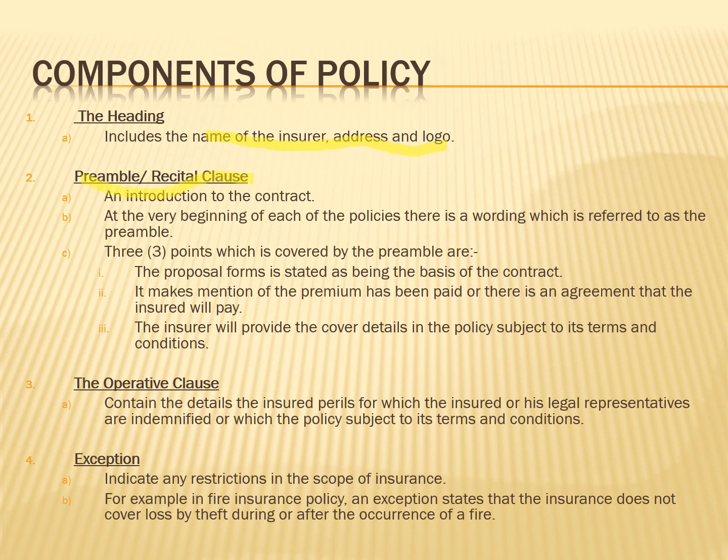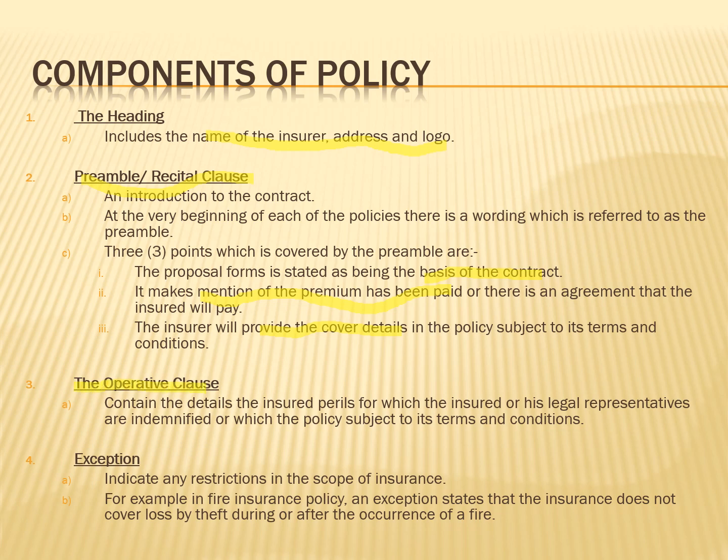The preamble and recital clause is like the introduction to the contract. Usually at the beginning of the contract, we state the basis of the contract, and then we mention the premium that must be paid by the customers, and they will provide the cover details based on the insurance policy. So if the customer purchases medical insurance, they will provide the cover details of the medical insurance. Okay, and then the third component of the policy is the operative clause.